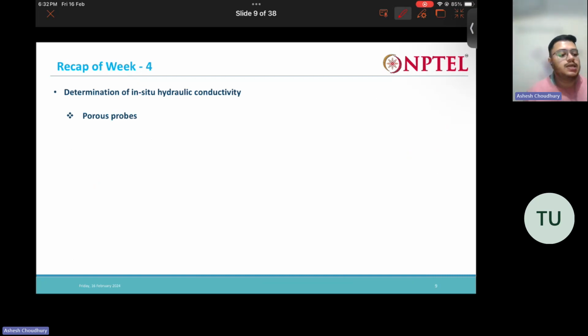Now we studied how to determine hydraulic conductivity. Previously, we studied how to determine hydraulic conductivity in the lab. So how can we determine hydraulic conductivity in the lab? It is nothing but using the constant head test or the falling head test. The constant head test is generally used for granular soil, and the falling head test is generally used for fine grained soil, such as clay. It is for lab determination of hydraulic conductivity.